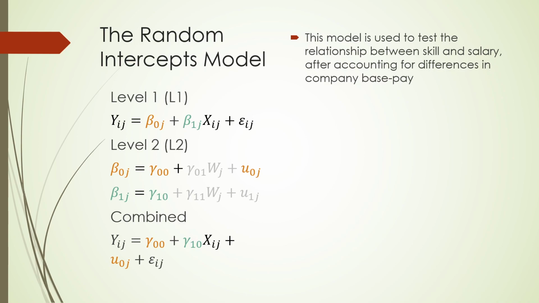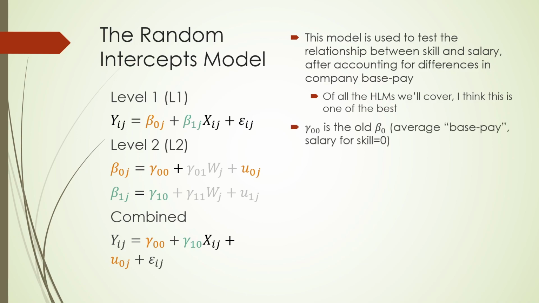Ultimately, this model is used to test the relationship between X and Y, or in our case, skill and salary, after accounting for the differences in the company base pay, or that U sub 0j. Again, I think this is one of the best models because it balances that feature of being our regular regression model, just with that U sub 0j, accounting for the differences in company by allowing them to have different base pays.